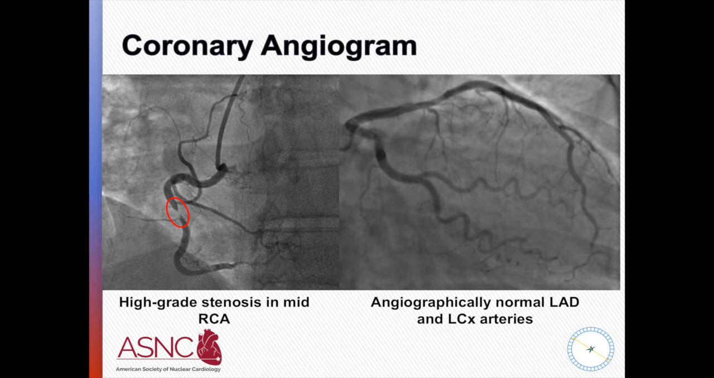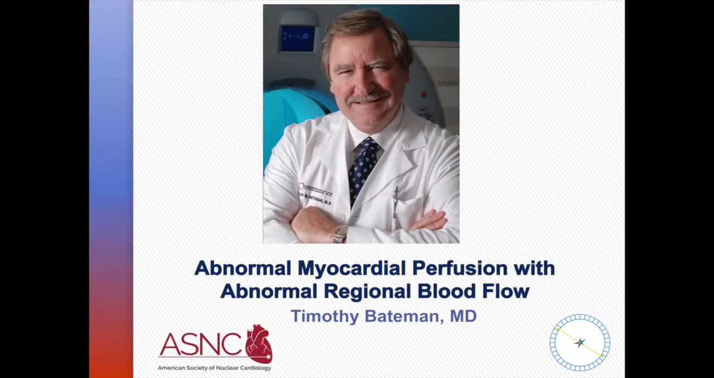The patient went ahead and proceeded to the coronary angiogram, and shown here are still images of her coronary angiogram. To the left-hand side, there is a high-grade stenosis in the mid-right coronary artery, whereas on the right-hand side, you see the left system revealing angiographically normal LAD and left circumflex arteries. All right, let's move on to your questions pertinent to this particular case.